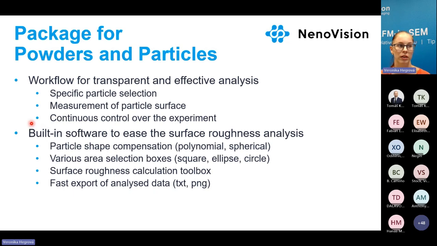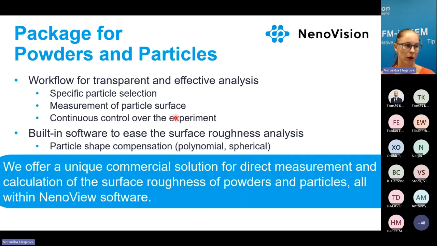We included into our software some built-in functions, such as particle shape compensation, various area selection boxes, a surface roughness calculation toolbox, and easy export of analyzed data into different types of files. This is a unique commercial solution for a direct measurement and calculation of the surface roughness of powders and particles within the NanoView software which we have.